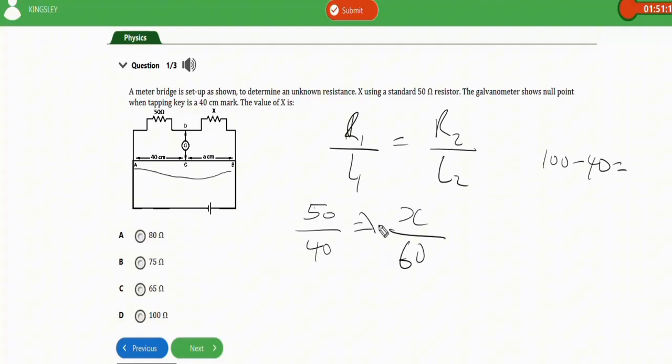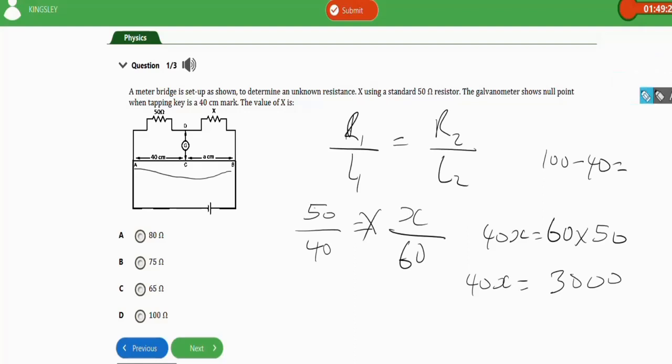At this point, let's cross multiply. You're going to have 40X equals 60 times 50. Okay, so you're going to have 40X equals, now when you multiply 60 by 50, you're going to have 6 times 5, you're going to have basically 3000. Alright, so at this juncture, let's divide by 40 to make X the subject of the formula.